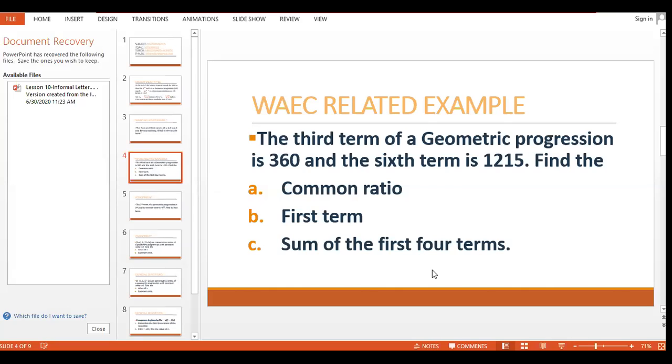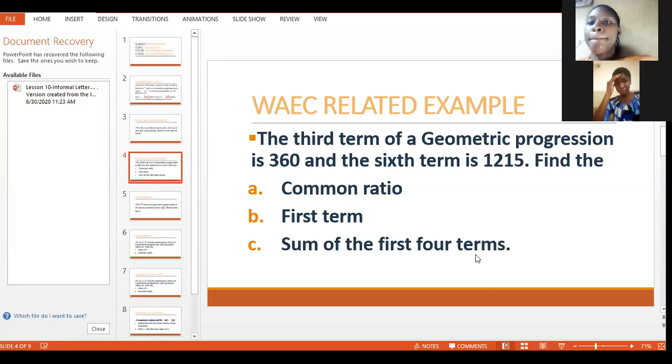Please, if your video is off, turn it on. I can still see videos off. So we're going to solve this question you can see on your screen right now. The question on your screen, we're going to quickly solve.